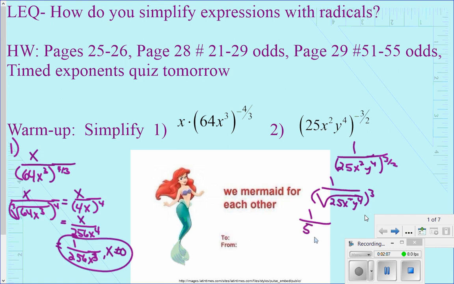Square root of x squared is x, or you could write that as the absolute value of x, or we can wait till the end to worry about the absolute value. Square root of y squared, y to the 4th is y squared, but that's going to be cubed. So I have 1 over 5 cubed is 125 x cubed.